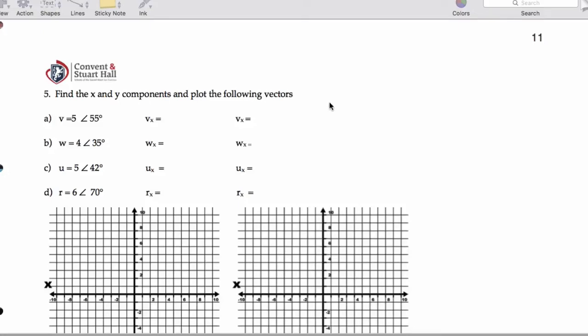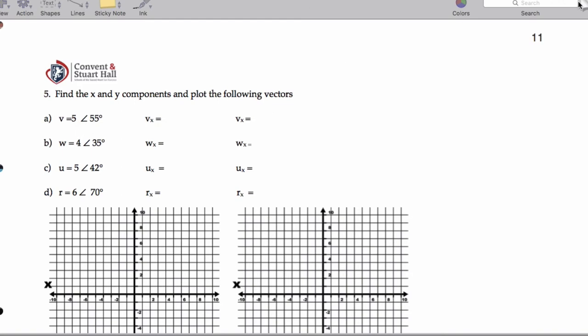All right, everybody, so this is problem number 5. By the way, I kind of modified the practice test to make this look more like what you'll see in your real test. So let's go ahead and calculate these x and y components and plot the following vectors.